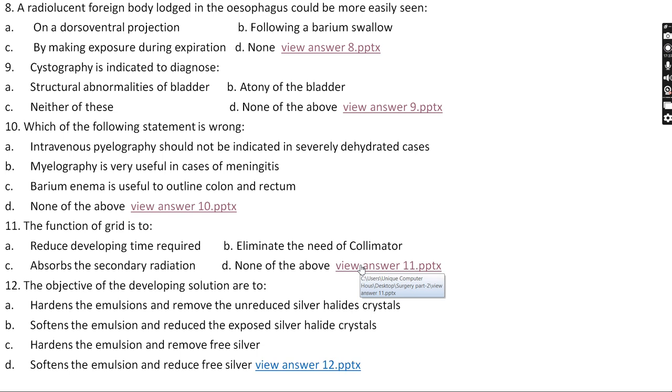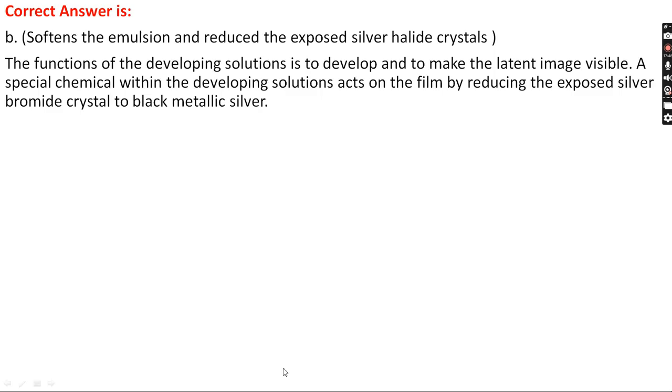Option C, harden the emulsion and removes free silver. Option D, soften the emulsion and reduce free silver. The right answer is option B, that is, soften the emulsion but reduce the exposed silver halide crystals.